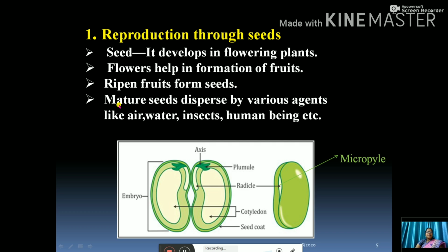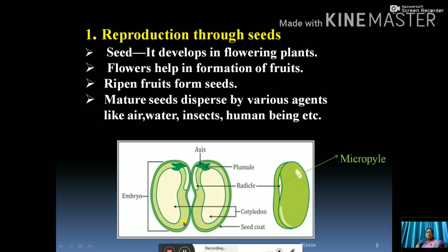What is here? Mature seeds are dispersed by various agents like air, water, insects, human beings, etc. It means surrounding us there are various kinds of plants and there are various methods of dispersal of seed. It means movement of seed from one place to another. Just after this discussion of this picture, we will discuss the dispersal of seed.